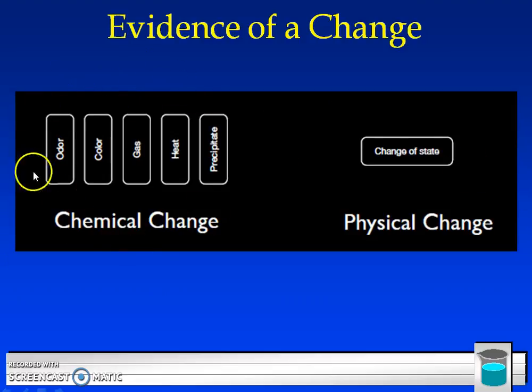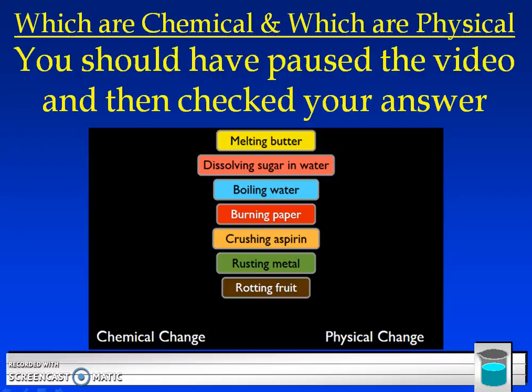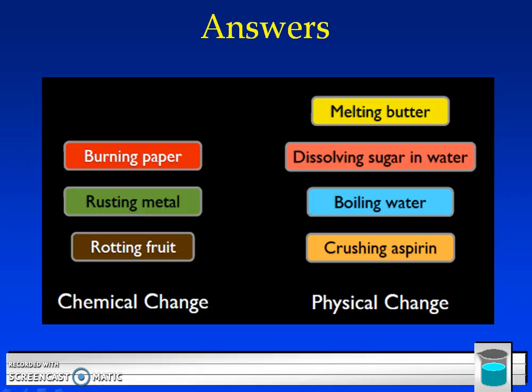And then he really talked about the evidence of change. There were 5 different ways of evidence that a chemical change has occurred. And he talked only about one way a physical change has occurred, but there are others. So you should have paused the video at this point, gone through each one of these, classified it as a chemical change or a physical change, and then checked your answers. So those are the answers that you should have gotten.